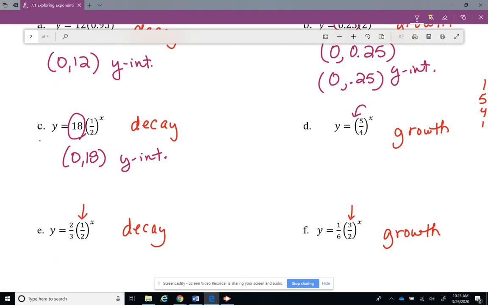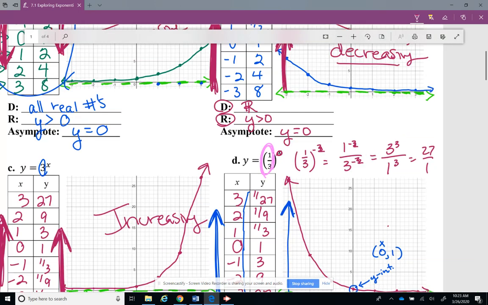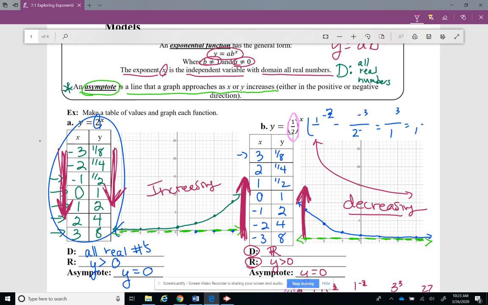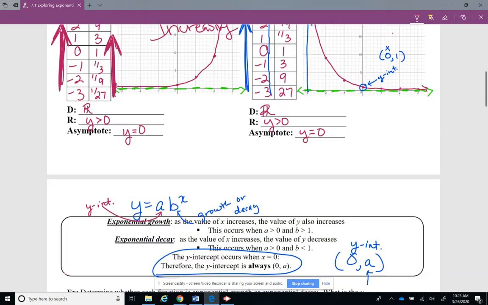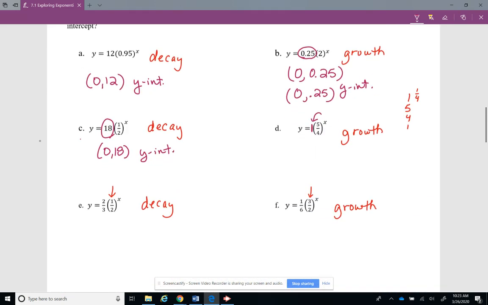All right, D, what is in front? Well, it doesn't look like there's anything there, but there is. There's always a 1 sitting there. That's what was going on with these problems here. There was a 1 in front of every single one of these. We just didn't really think about it or talk about it until now. So your y-intercept is 0, 1. That's your y-intercept.